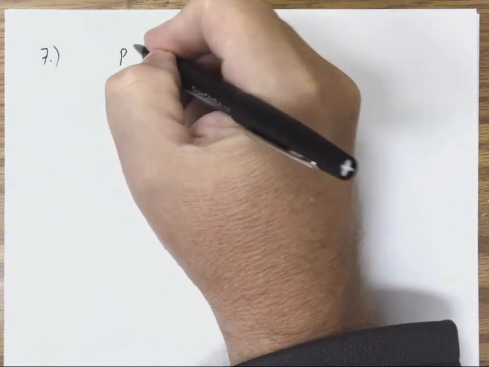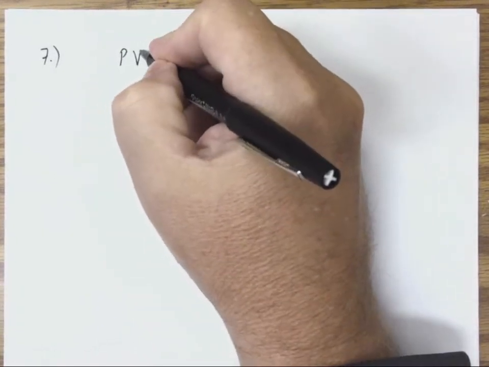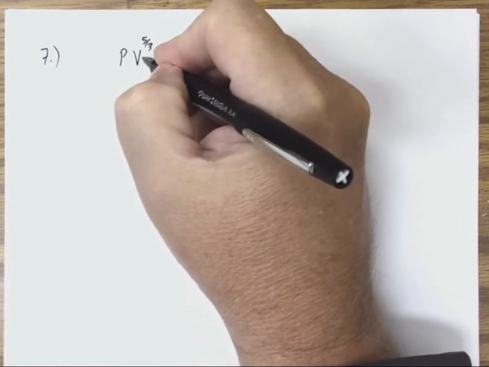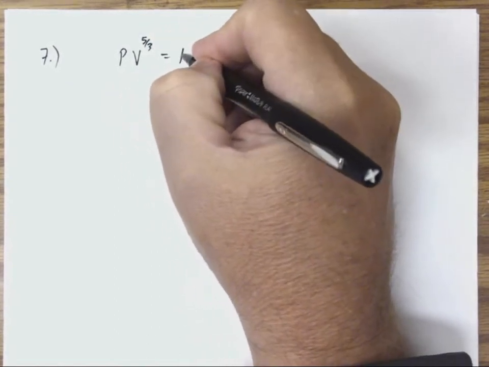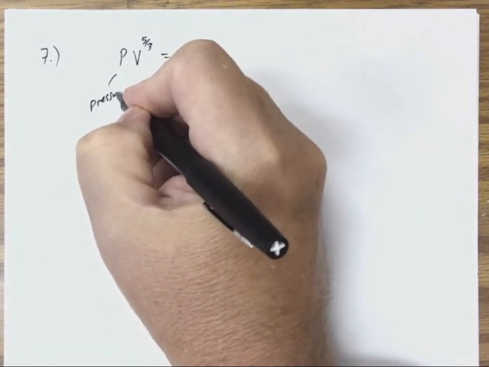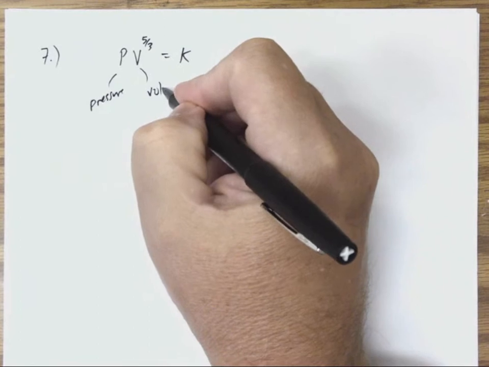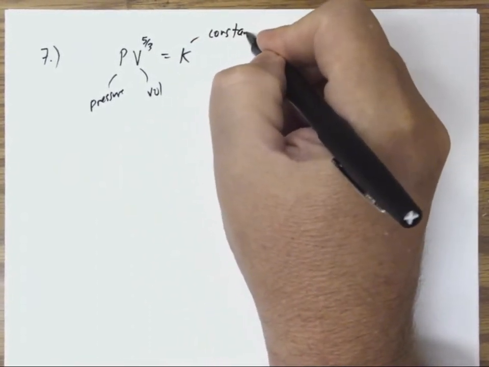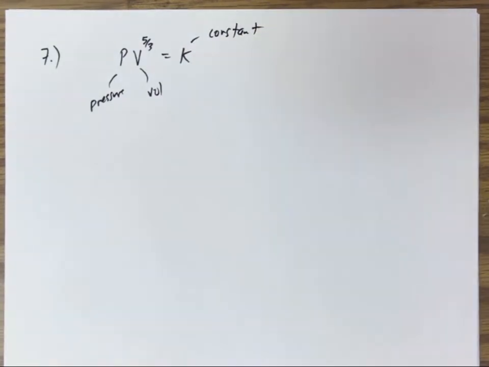So once again, let's start with just writing down the equation. So P, which is pressure, and V, which is volume. Of course, the volume is to the 5/3 power, equals K. Now K is a constant. So it's like a number. Could be 5, could be 10, could be minus 15. We don't really care.